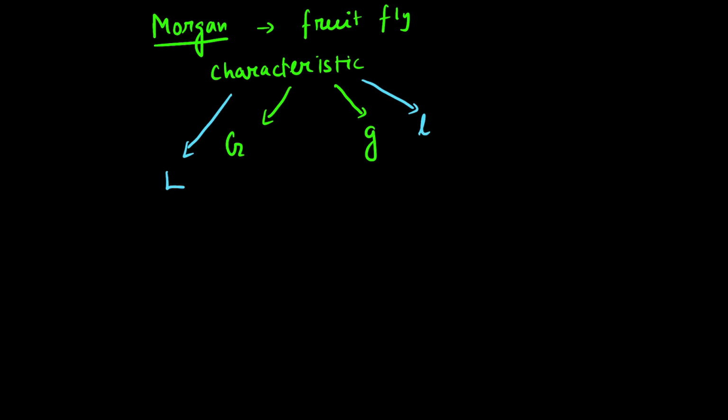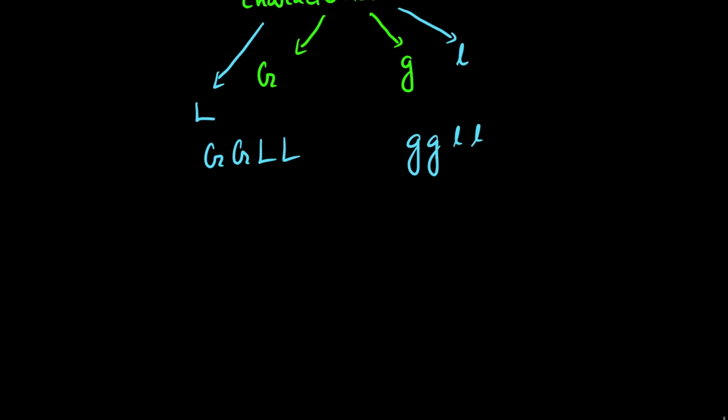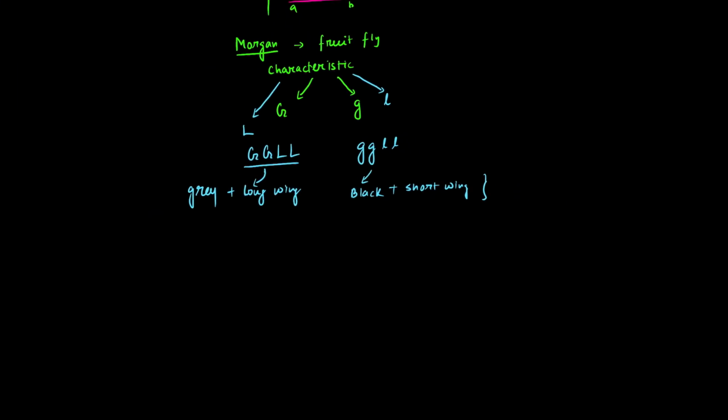So now the phenotypes of the two particular flies were capital G, capital L, and small g, small l, small l. The phenotype includes gray body color plus long wing, and black body color plus short wing. These are the characteristics of the parents.